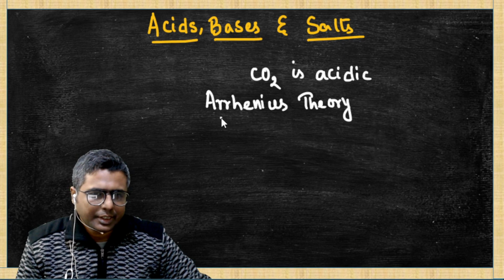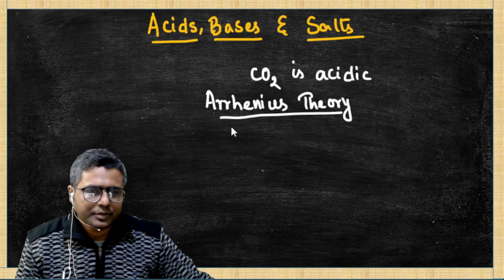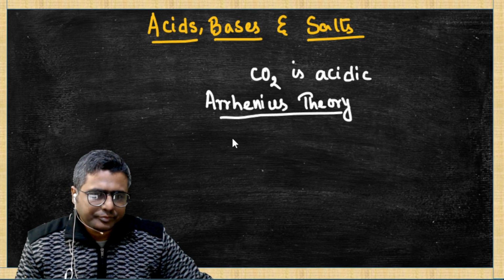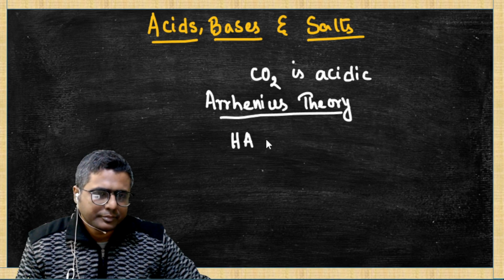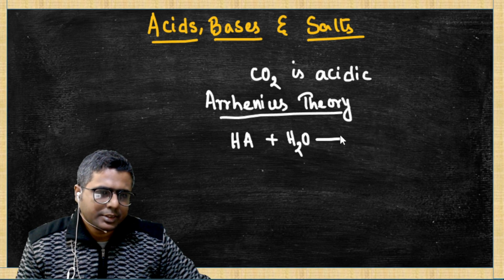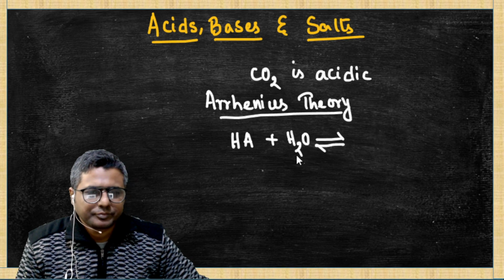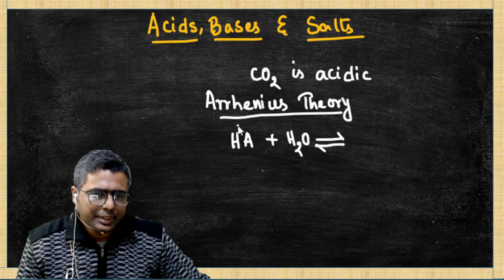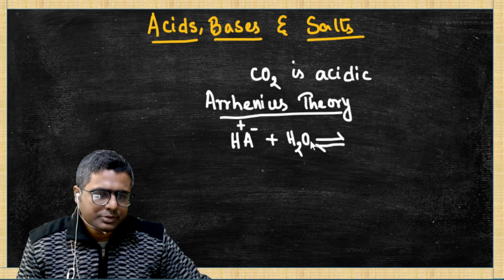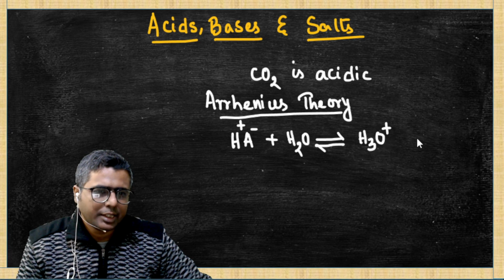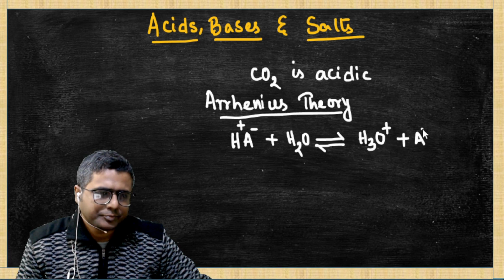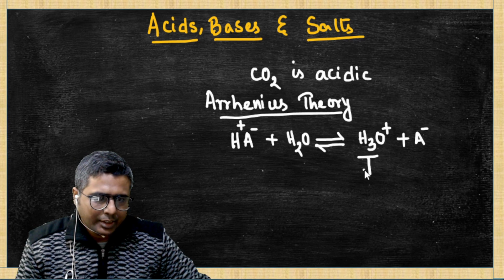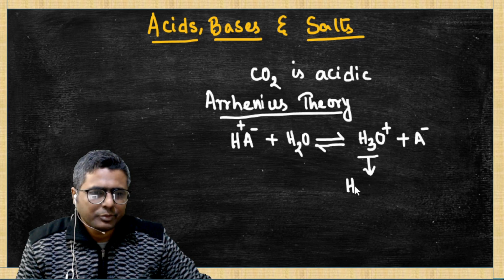Okay, so Arrhenius theory, what did Arrhenius theory say? It says if there is an acid named HA, so this is a general term, and if you put this HA in water, then this is going to dissociate. HA will give away H plus ion, which will combine with H2O to form H3O plus ion plus A minus. This ion is named as hydronium ion.